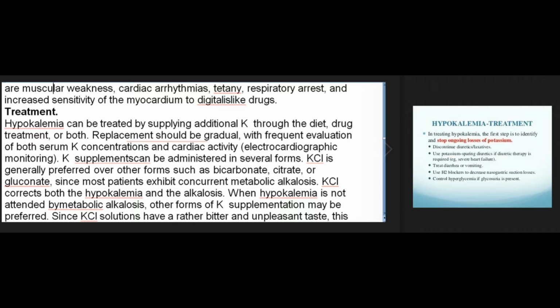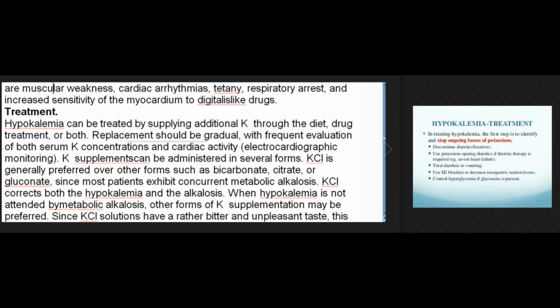K supplements can be administered in several forms. KCl is generally preferred over other forms such as bicarbonate, citrate, or gluconate, since most patients exhibit concurrent metabolic alkalosis. KCl corrects both the hypokalemia and the alkalosis. When hypokalemia is not attended by metabolic alkalosis, other forms of K supplementation may be preferred.